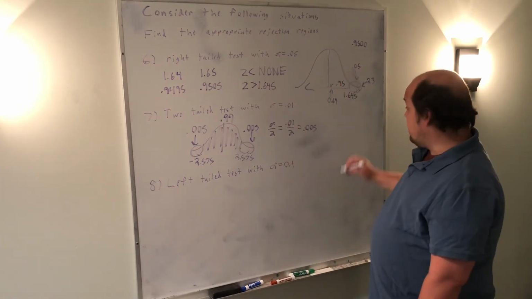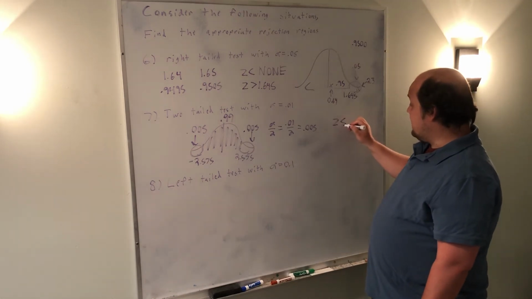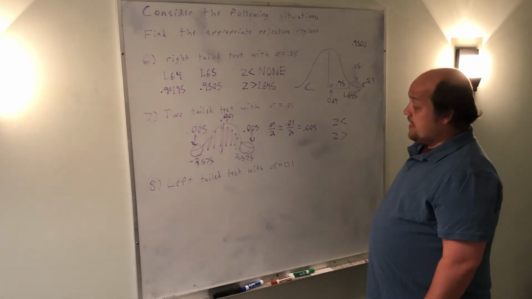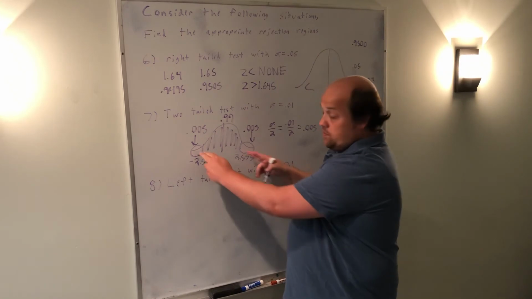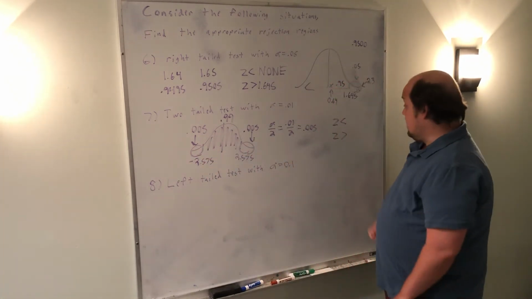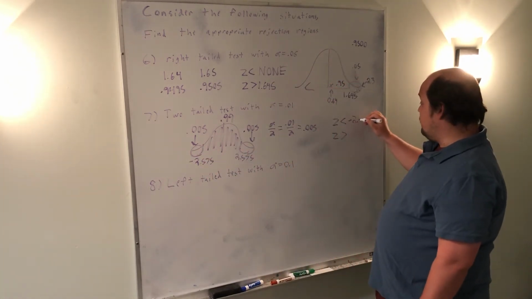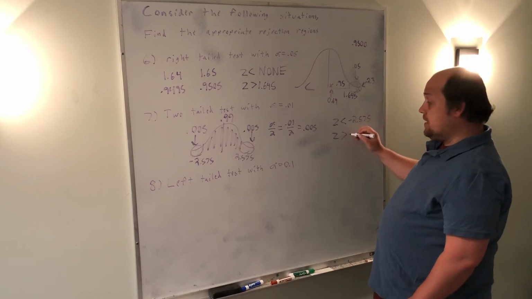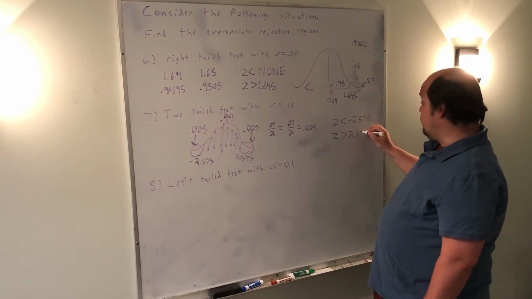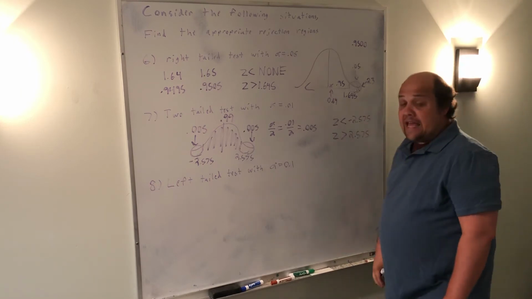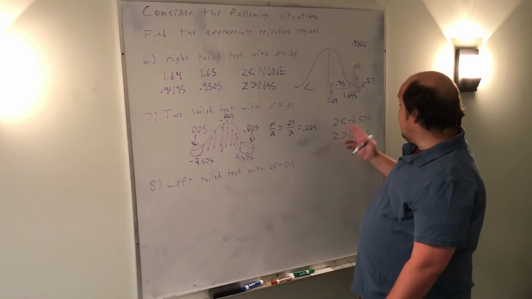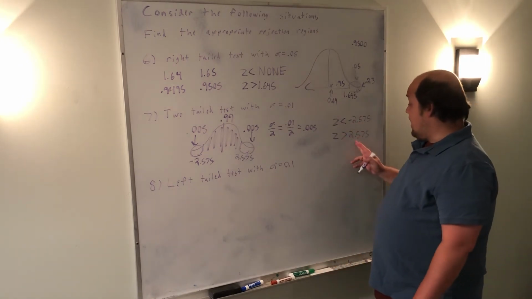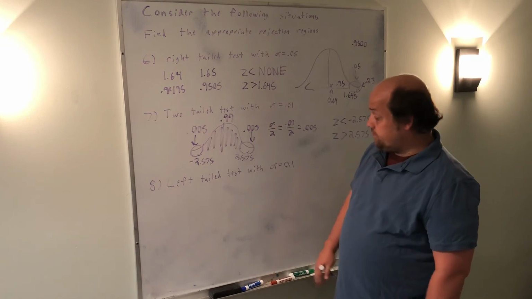For number 7, again, we would have z is less than, z is greater than. In this case, since we have 2 tails, both of them are going to get filled in. The z is less than is going to be negative 2.575. The z is greater than is going to be positive 2.575. Again, if they tell you to round to 2 decimals, just make this negative 2.58 and positive 2.58.